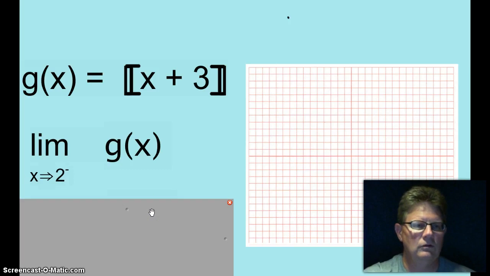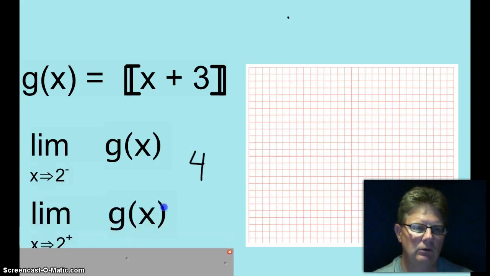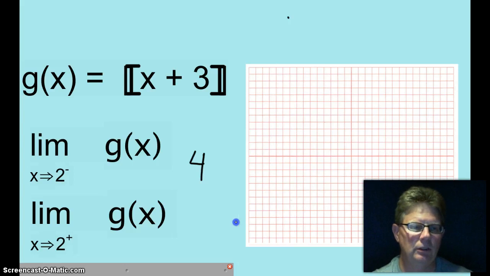But let's go ahead and try to figure out this right here. What's the limit of g of x as x approaches 2 from the left? Okay, so it's always going to be a little bit less than 2, because we're coming from there. So the greatest integer would be 1, and the limit would be 4. How about the limit of g of x as we're approaching 2 from the right side? As you're approaching 2 from the right side, it's always going to be a little bit more than 2, but the greatest integer would be 2, so the limit would be 5. Yeah, I know, it's really messed up.